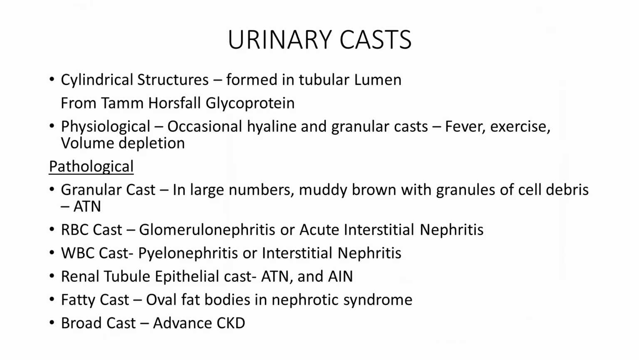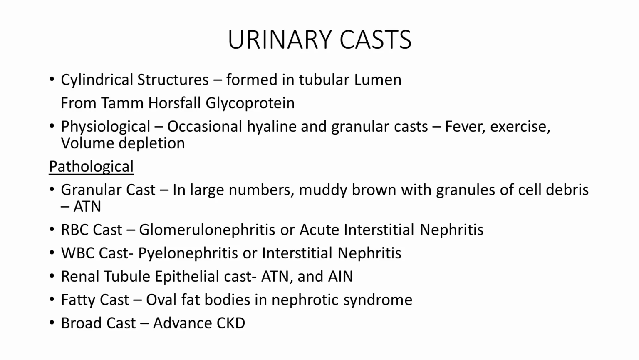Urinary casts. It is difficult to see urinary casts, but you have to be patient and look deeply into the microscope, and you will identify a cast as a faint cylindrical structure. These are usually the precipitation of Tamm-Horsfall protein or glycoprotein. They are found in the tubular lumen. Physiological casts are hyaline casts and granular casts, which are usually seen in fever, exercise, and volume depletion. Few casts of granular type are normal.